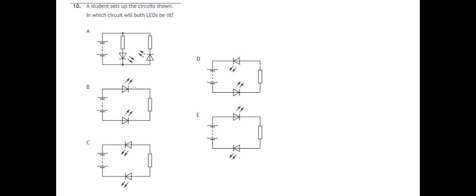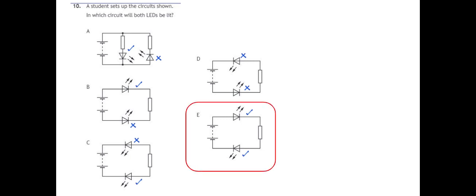So in A, that LED is pointing towards the negative side of the battery, but that one is not. In B, that one is pointing towards the negative side of the battery, but that one is not. In C, that one is not pointing towards the negative side of the battery, although that one is. In D, neither is pointing towards the negative side of the battery. And finally, in E, both LEDs are pointing towards the negative terminal of the battery. So answer E is the correct one.